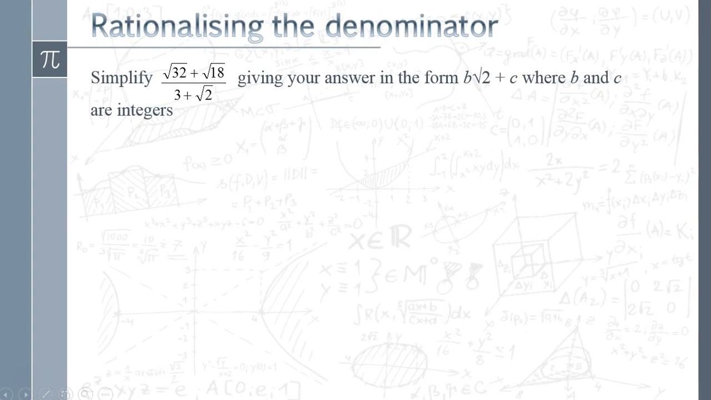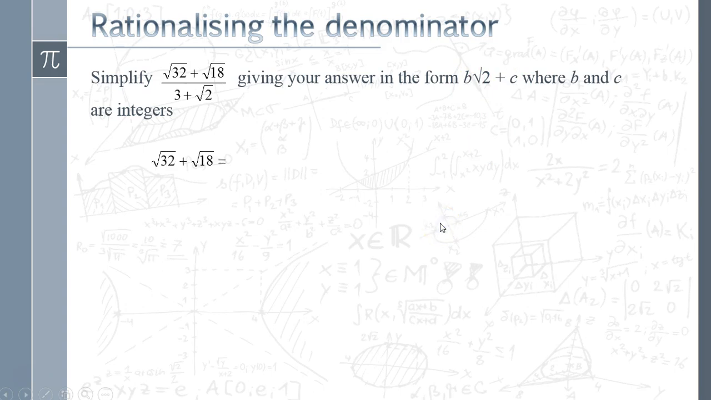Finally, an example of the kind of thing that you might expect to have to do when it comes to an exam. So we've got to do a bit of addition on the top first, and then follow that up with a division or a rationalising denominator on the bottom. And we're told very clearly the format we need to get it in. We've got to get this whole thing in terms of root 2, and B and C have got to be integers. They're going to have to be whole numbers.